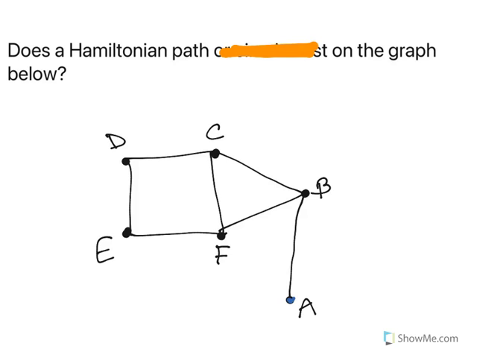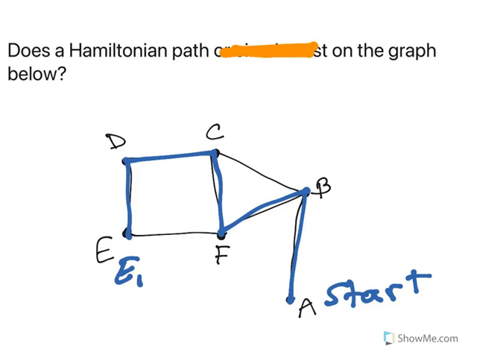So we know we can't have a circuit, but we could still have a path. If I start at A and go to B, I could go from B to F, F to C, C to D, and D to E. So I would start at A, I would end at E. I touched every vertex without repeating, and thus that is a Hamiltonian path for this particular graph. And that's just one of a few.